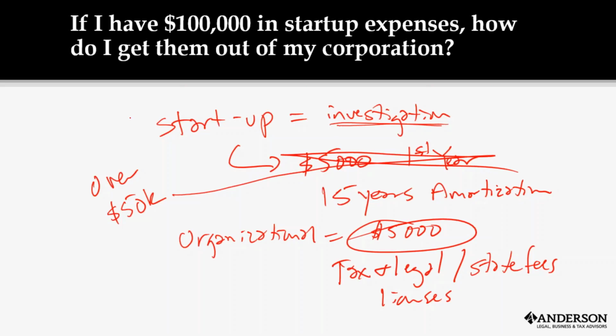For this example, this 100,000, we're literally going to take it and divide it up by 15. What's 100 divided by 15? You're an accountant. Yeah, I've got my calculator too. It's 6,666, whatever it is. It's going to be $6,667 a year. That's what you write off, and that's against your active income.